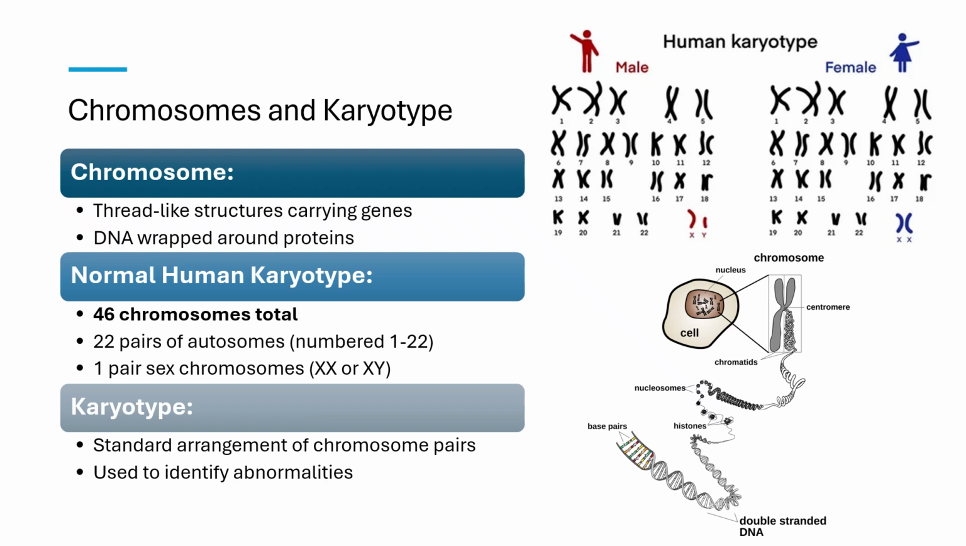When we order a karyotype for an infant with multiple congenital anomalies, we're looking for these visible chromosomal changes. The resolution limits mean we can typically detect abnormalities involving segments larger than 5 to 10 million base pairs. Anything smaller requires more sensitive techniques like microarray or molecular testing.